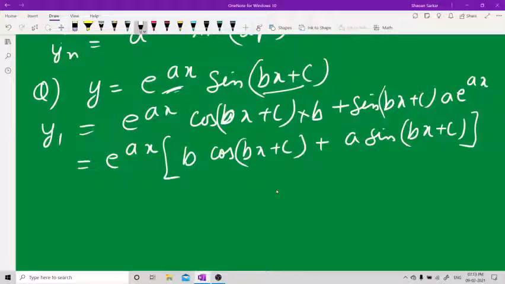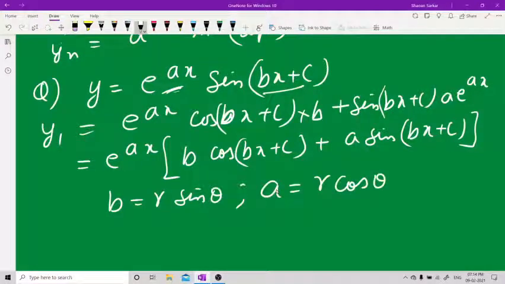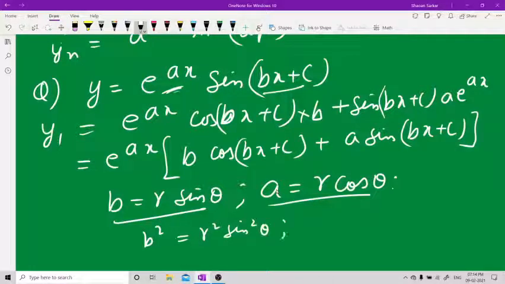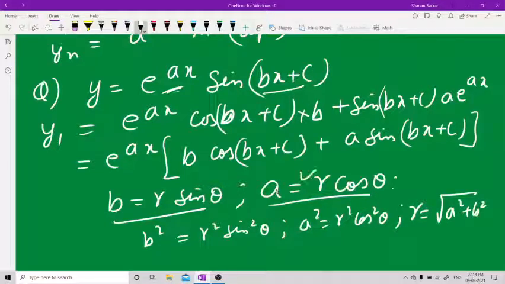Now put b is equal to r sine theta, and a equal to r cos theta. Therefore r, squaring this and adding, that is b square is equal to r square sine square theta, a square equal to r square cos square theta, I'll get r equal to under root a square plus b square, and from this and this I'll get tan theta equal to b by a. Now put the value of b here, put the value of a here, and take r common.